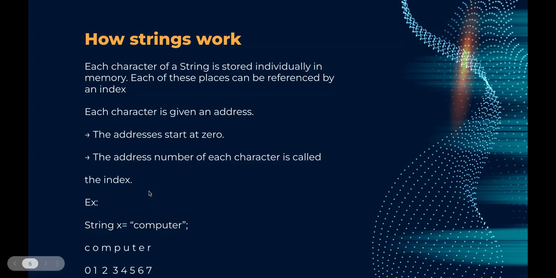So the address of each character is called the index. Let's have an example right here. String x equals "computer". This is a string. Then we're going to break off the computer so that each position stores one character: C-O-M-P-U-T-E-R. C starts at 0. Remember how I said the address starts at 0? That's the rule you always want to follow: 0, 1, 2, 3, and up.